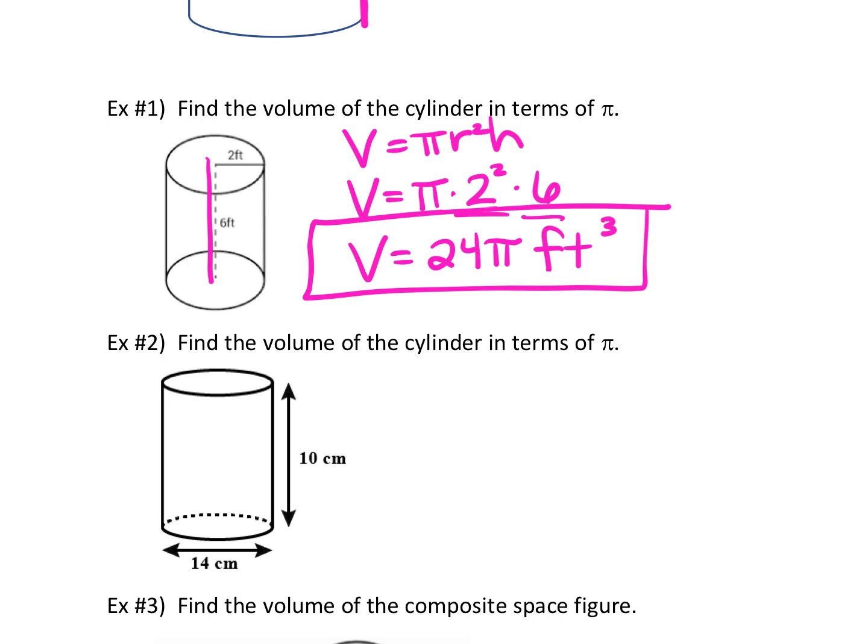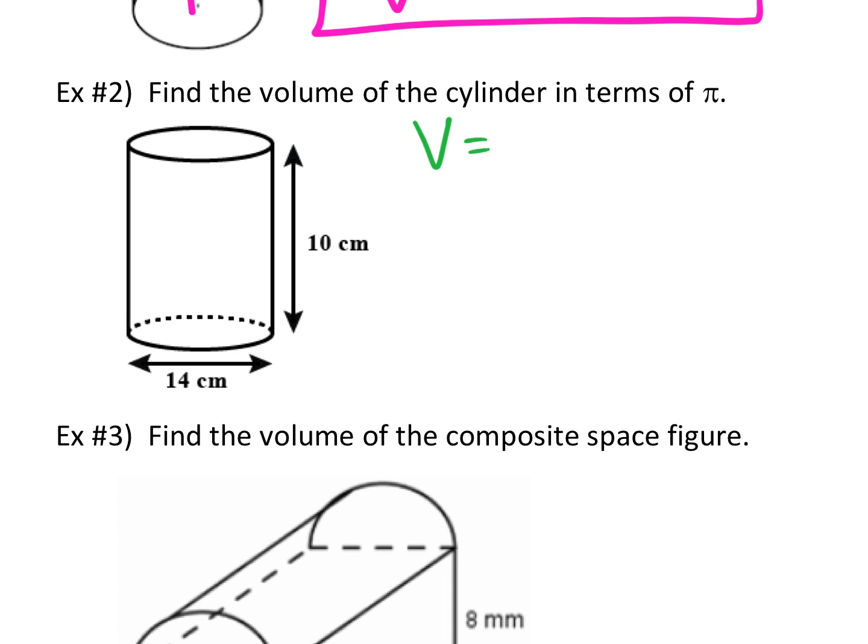Okay. Example 2. This one is different. Pay attention. Pi r squared h. What is r? 14. Well, 10. 7. Okay. 7. So that's what you have to pay attention to on these: did they give you a diameter or did they give you a radius? Okay, they gave you a diameter. You have to turn it into a radius. So this is pi times 7 squared times what? Times the height, which is 10.